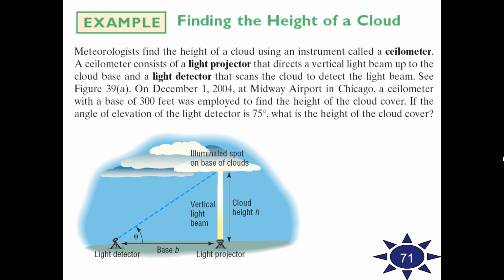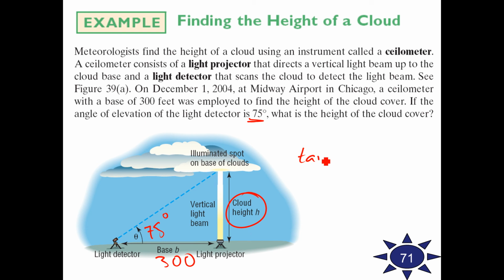Meteorologists find the height of a cloud using an instrument called a ceilometer. Not sure how to pronounce that. It consists of a light projector that travels straight up, so that's here. And we have a base that detects the light, and our base was 300 feet. Our angle was 75 degrees. We're trying to find the height. So again, this is tangent because it's opposite over adjacent.